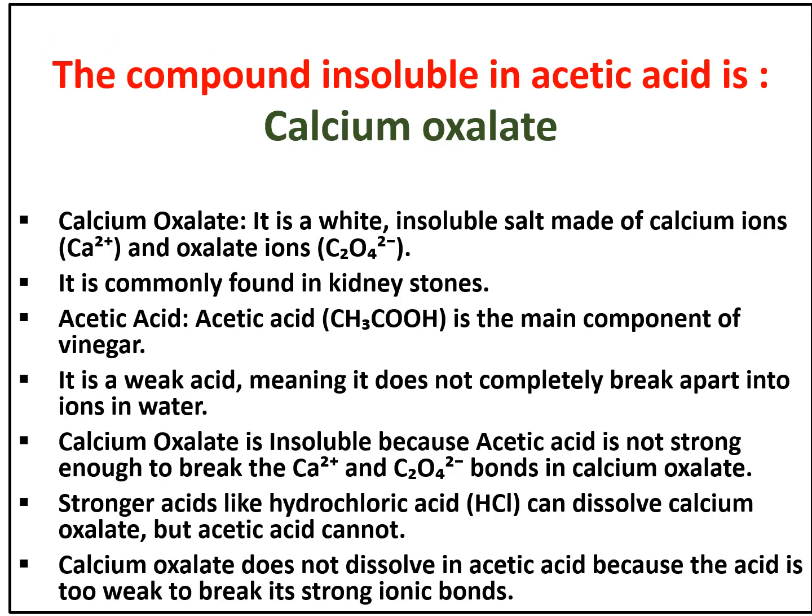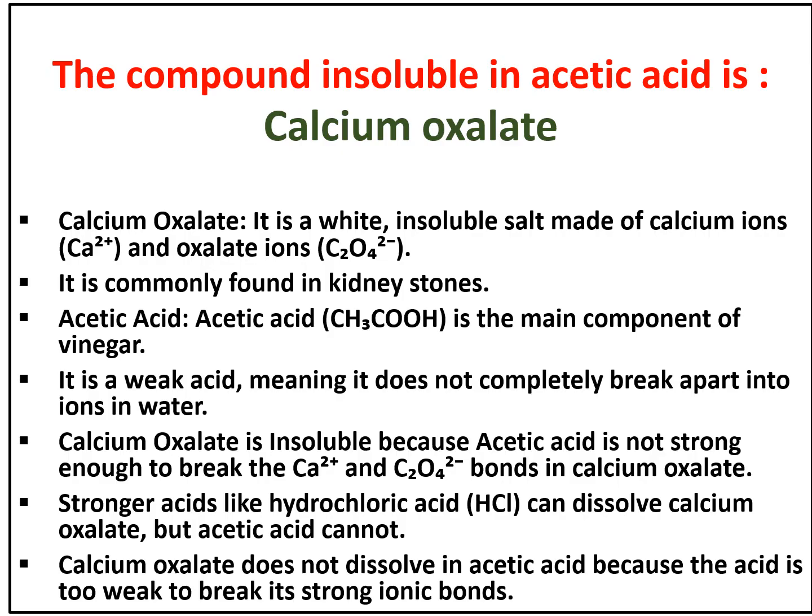The compound insoluble in acetic acid is calcium oxalate. It is a white, insoluble salt made of calcium ions, Ca2+, and oxalate ions, C2O4 2-. It is commonly found in kidney stones.